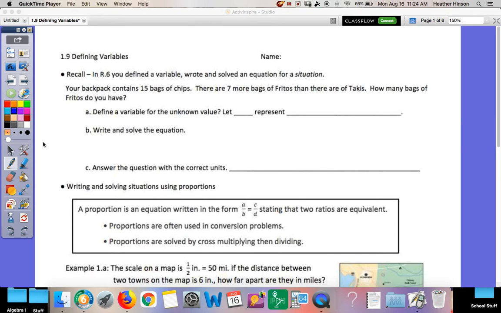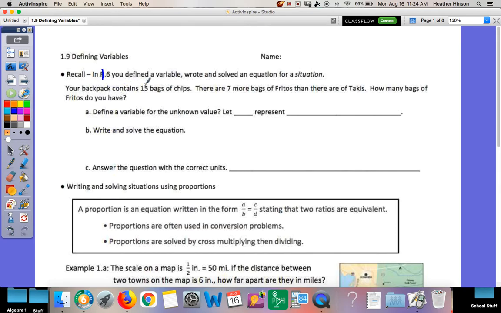Okay, welcome back, guys. We're going to look at lesson 1.9 today with defining variables and setting up word problems and solving them with proportions and multiple items. So if you remember in 1.6, you defined a variable and you wrote and solved an equation for a situation. So this is a little review of that.